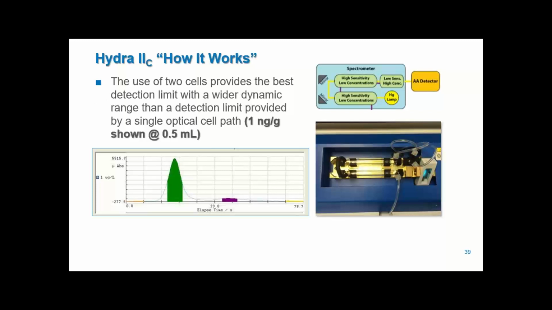So you can see the green area is the integration in the high sensitivity cell, and the purple is from the low sensitivity cell. So the green cell is about 10 times higher because it's about 10 times the length. Both are integrated for every sample, and then the software decides based on the calibration curve which to report against.